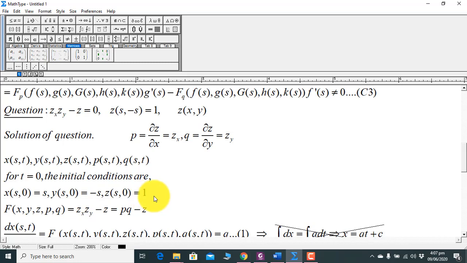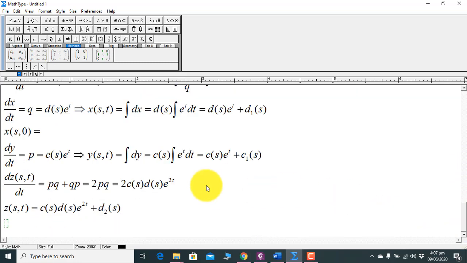Now you know x of s comma 0 is s, y of s comma 0 is minus s, and z of s comma 0 is 1. So x of s comma 0 is s, and on the right hand side you will have d e to power 0 which is 1, so the answer will be d of s plus d1 of s. This is the equation which will be used to calculate d1 and d.